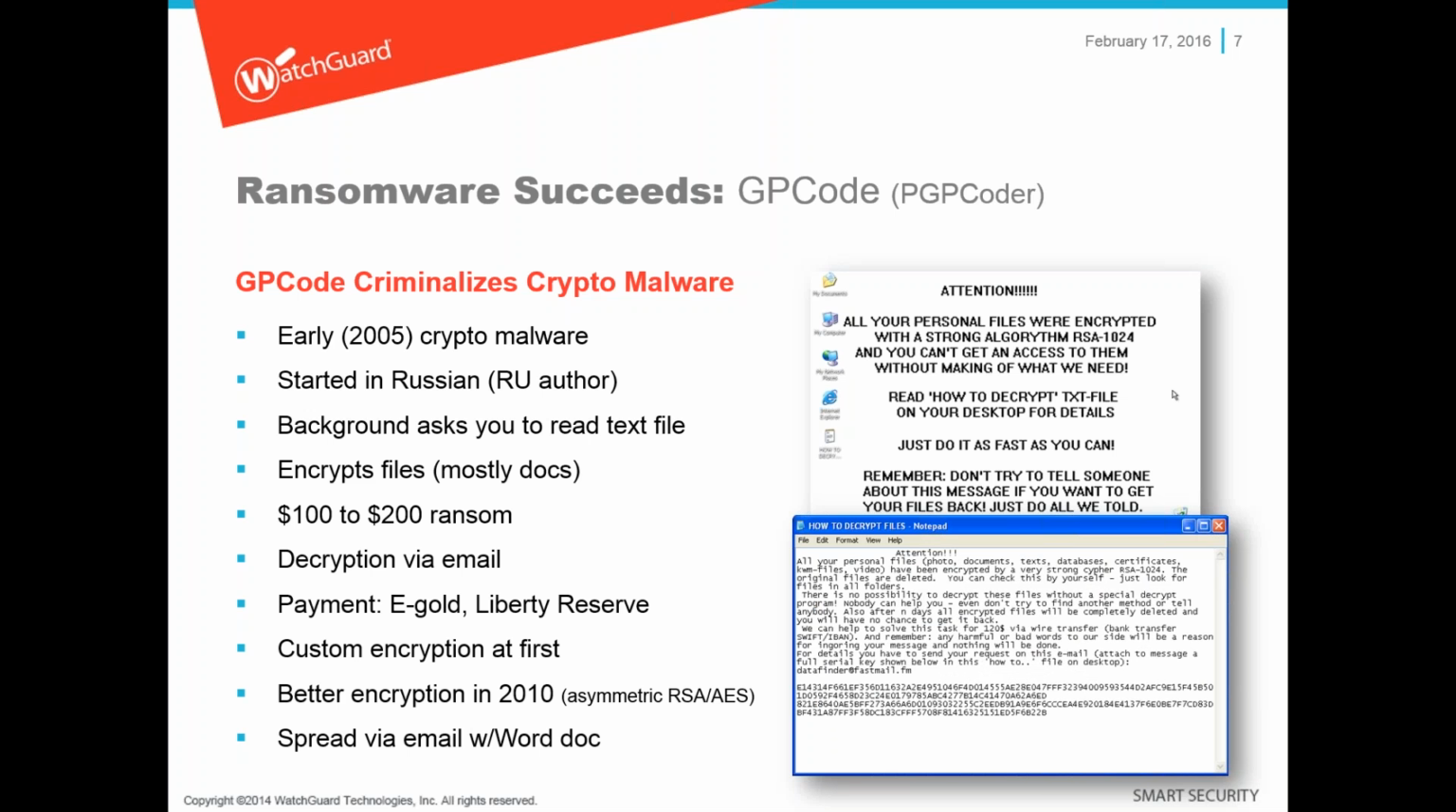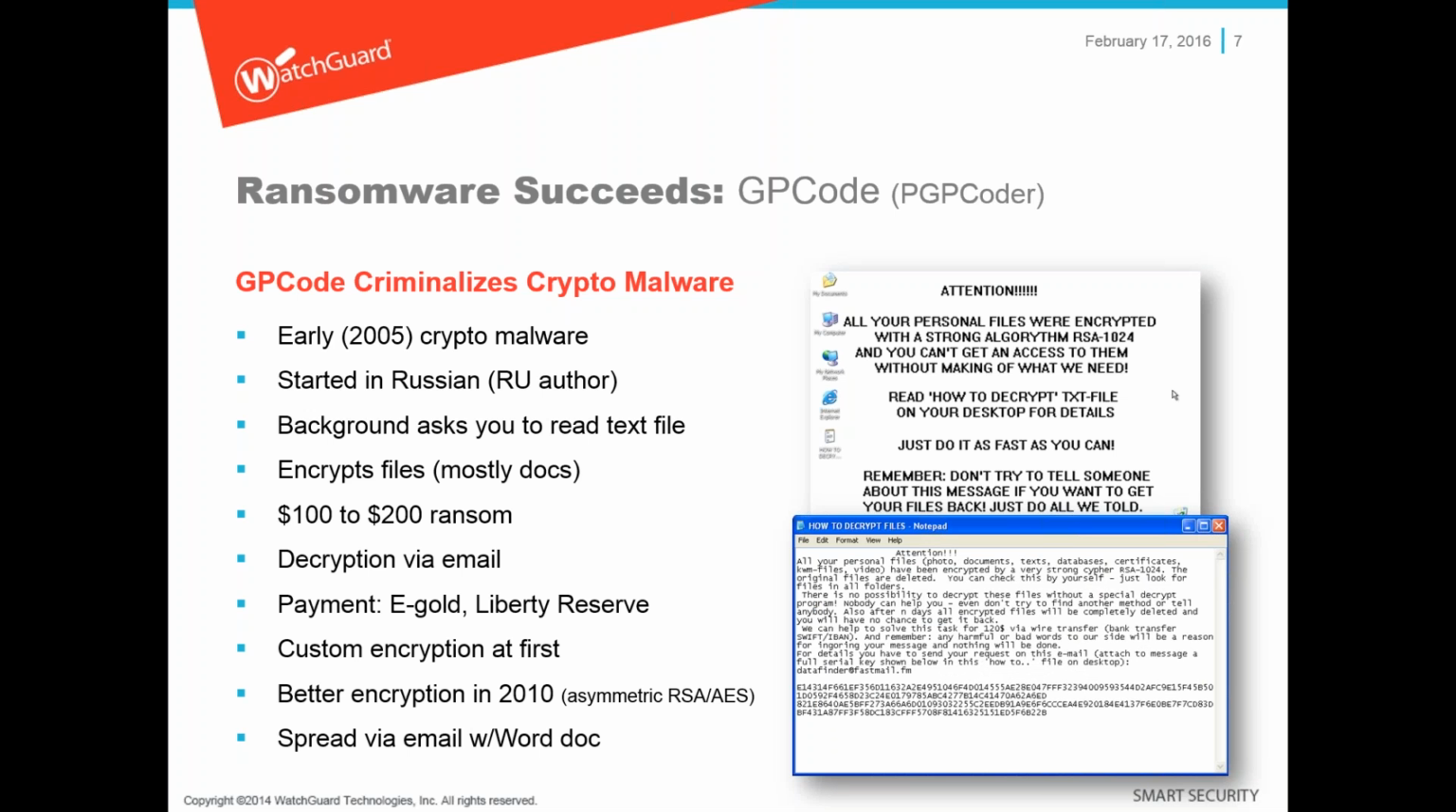An email address is supplied through which the users are supposed to request for their files to be released after paying the ransom. And the ransom is usually something like £50, £100, something like that. And the payment will be sent to an eGold or a Liberty Reserve account.